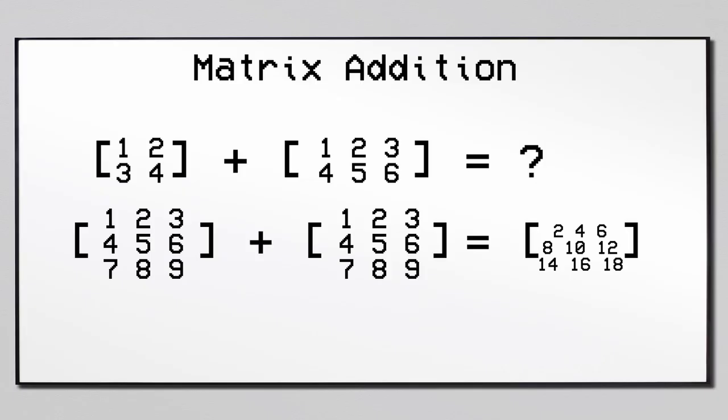If you want to subtract, all you do is the reverse. So 4 minus 4 is 0, 2 minus 2 is 0, so all these would end up being 0, but just a simple operation.